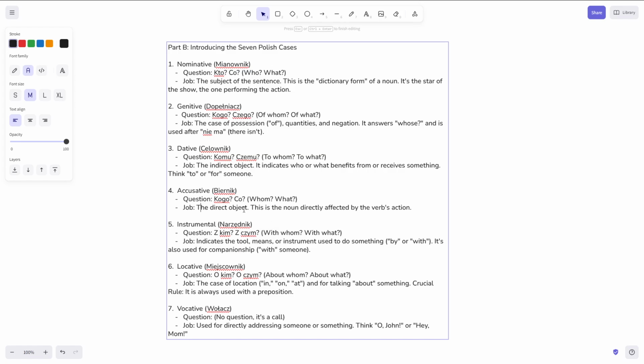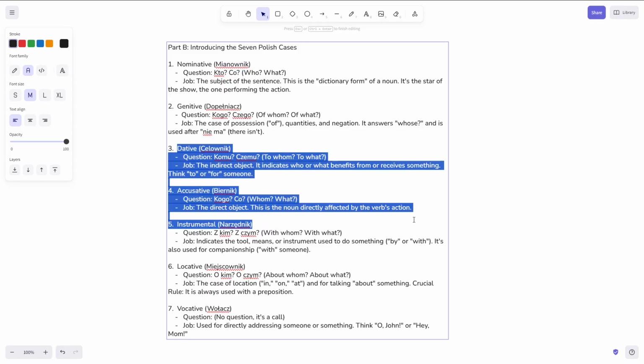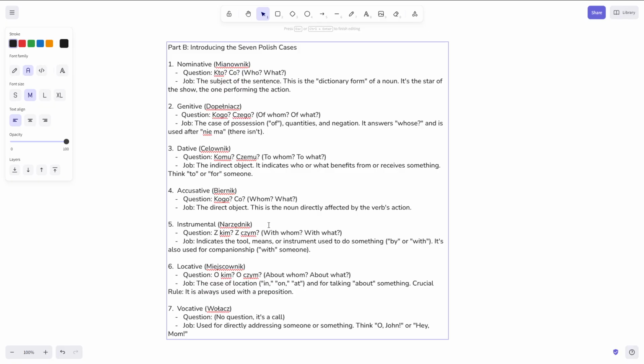But it is the direct object, so this is the noun directly affected by the verb's action. What does it mean? We'll go over it in the future, okay? If you know what direct and indirect objects are, for example, in Spanish, where they exist, then you're golden. You can just Google it to make sure. If you know Spanish, just Google the indirect and direct object and you should be pretty familiar, okay? Then we have instrumental, so narzędnik, with whom or with what.